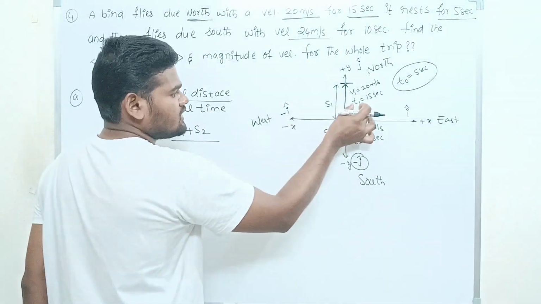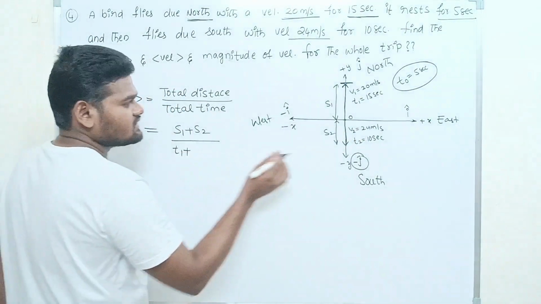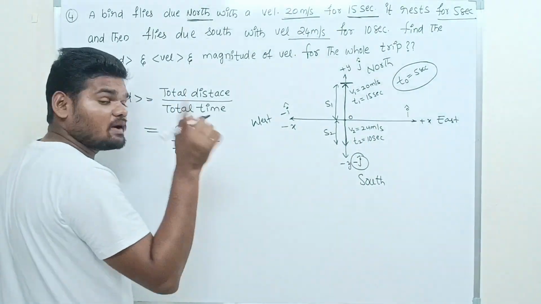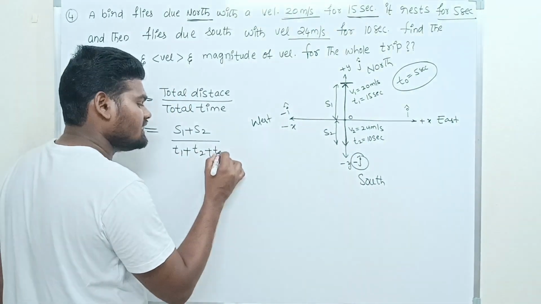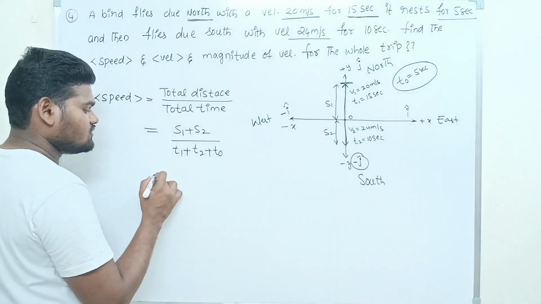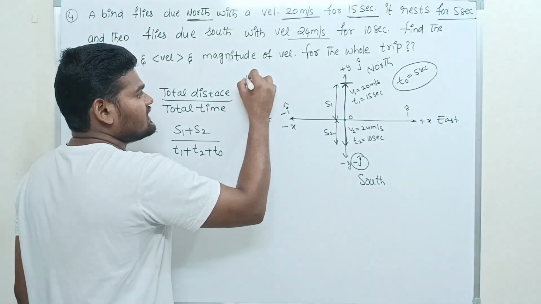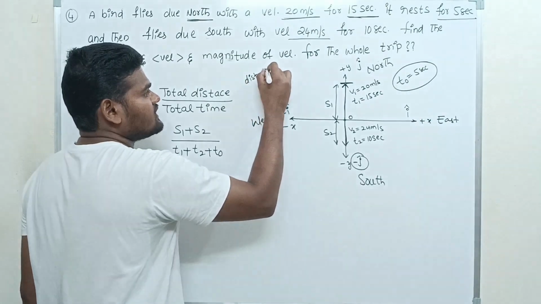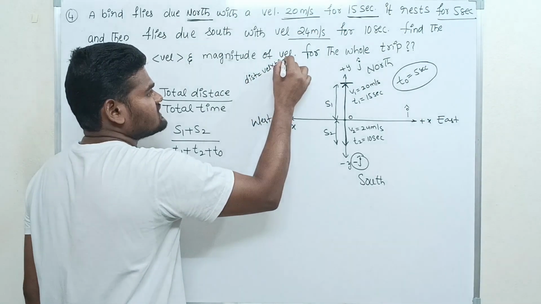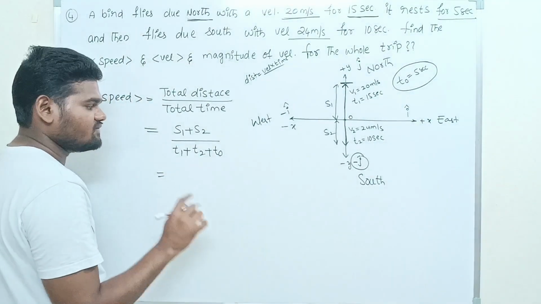What is the total time? T1 plus T2. One more time is there. What is that time? T0, rest time. So what is S1? S1 means distance. Already I told you that. So distance is equal to what? Velocity into time. Distance is equal to velocity into time, or speed into time, whatever it is.